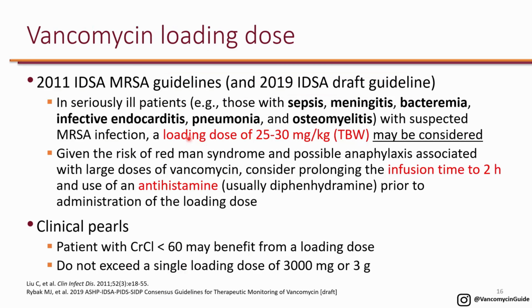So here's what the guidelines recommend for a loading dose. It's only recommended in seriously ill patients. So patients with sepsis, meningitis, bacteremia, infective endocarditis, pneumonia, and osteomyelitis. And of course, only these infections if they're suspected to be due to MRSA. If other organisms are causing this, these recommendations do not apply. But if MRSA is suspected in these infections, then a loading dose of 25 to 30 milligram per kilogram is recommended based on the total body weight dose.